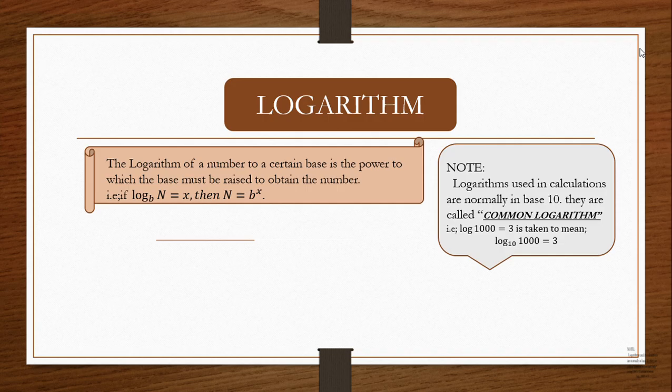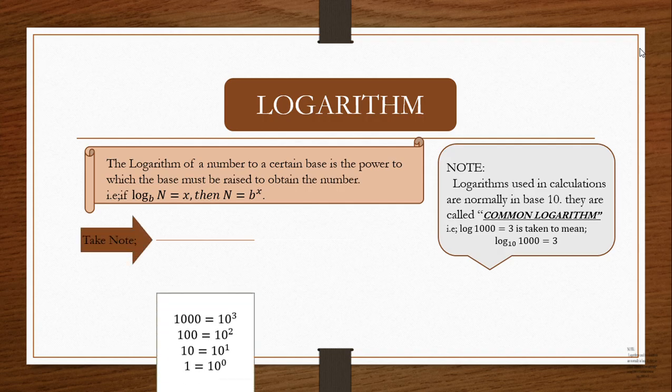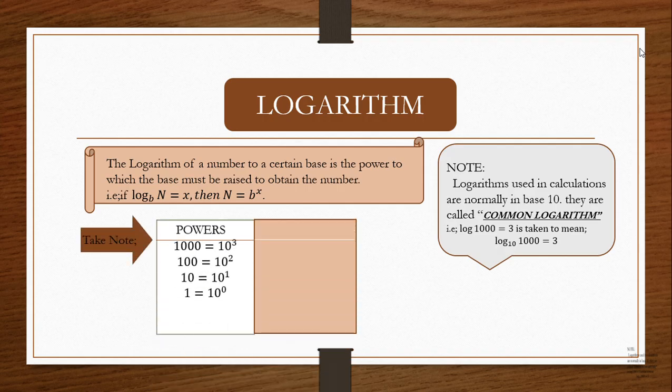That's if you have something like log 1000 equals 3, it's taken to mean that log base 10 of 1000 equals 3. That means the base is 10. If there is no base given, you should know that the base there is 10. So we are comparing the powers and logarithm. If you have something like 1000 equals 10 raised to power 3, that's the same thing as log base 10 of 1000 equals 3.